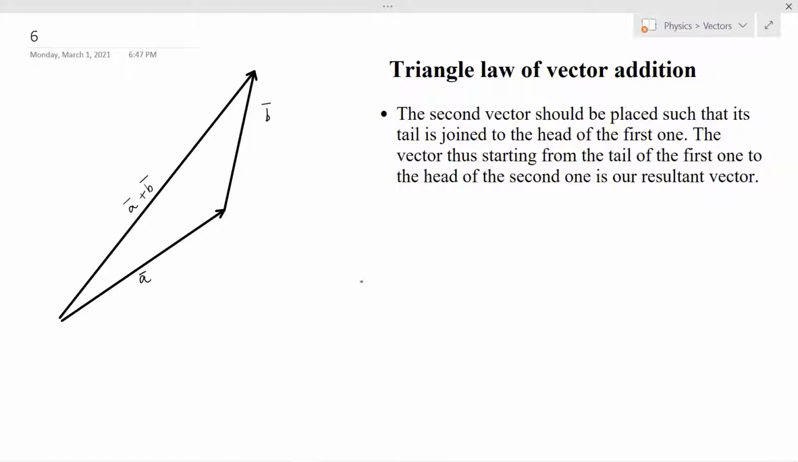This is simple. If you consider other two vectors, like I have two vectors d bar and e bar like this, you can add these two vectors like this. So this will be my resultant vector d bar plus e bar. The tail of the resultant vector coincides with the tail of the first vector and the head coincides with the head of the second vector.